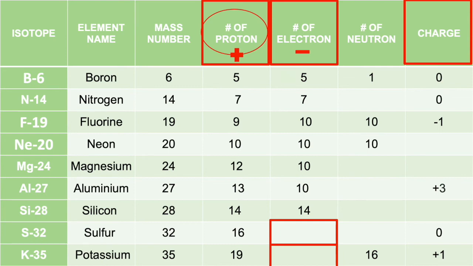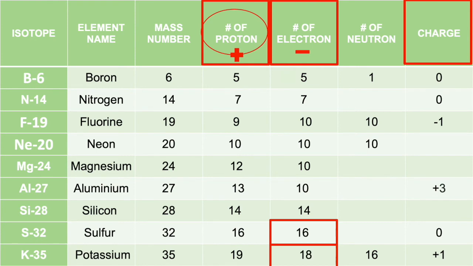What is your answer for sulfur? Correct. The correct answer is 16. How about potassium? Awesome. The correct answer is 18.